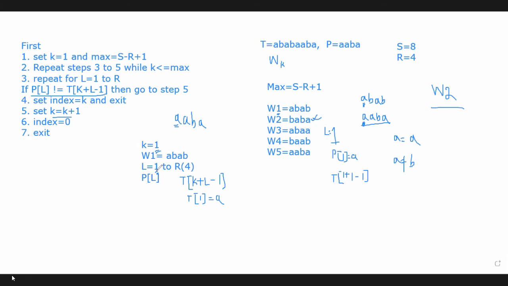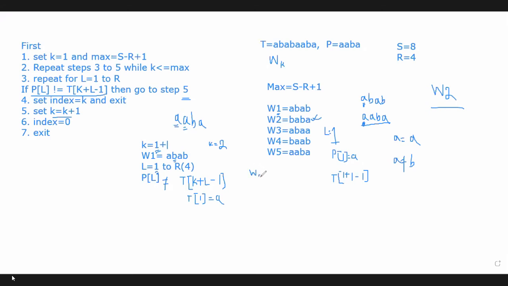What is the new value of L? 2, right? And P of 2 equals B. So we can test the second character of the pattern with the second character of the text. What is the second character of the text? B. So now P of L is not equal to T of K plus L minus 1. When P of L is not equal to T of K plus L minus 1, at that time go to step 5. That means now we'll test the pattern with the second substring. Now we can increase the value of K. So K equals 1 plus 1, that is 2.